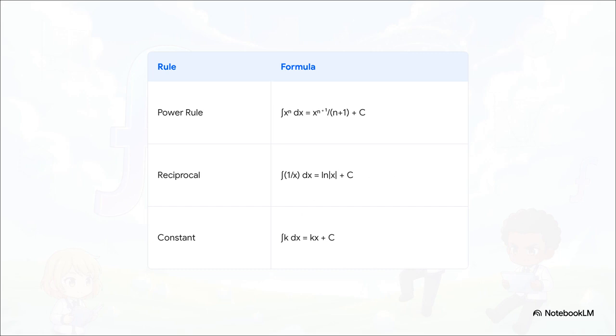The power rule, you're going to use this all the time. It needs to be automatic. And hey, look at the reciprocal rule. See that natural log of the absolute value of x? Those absolute value bars are critical. So many people forget them and lose easy marks. Don't be that person. These are literally the ABCs.